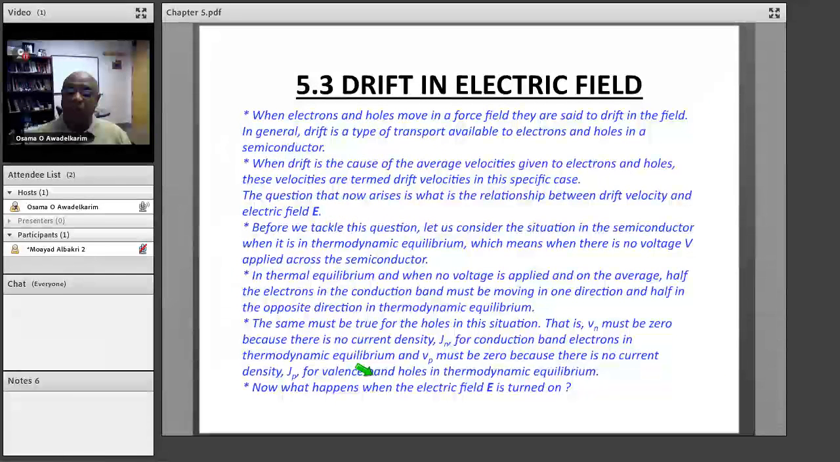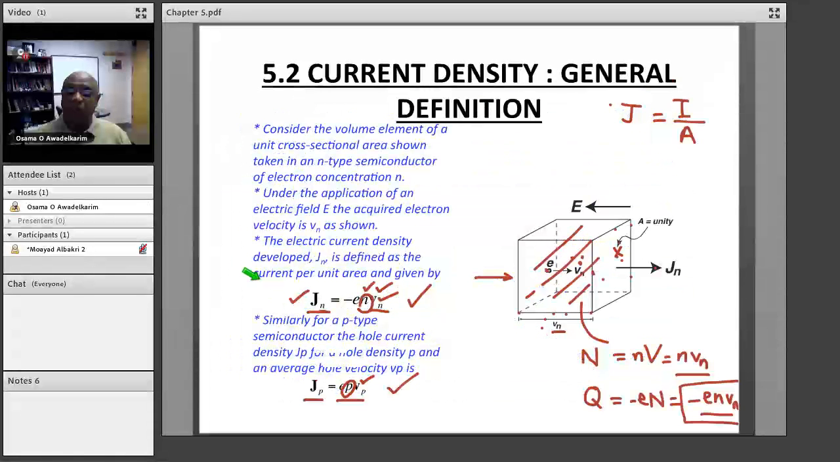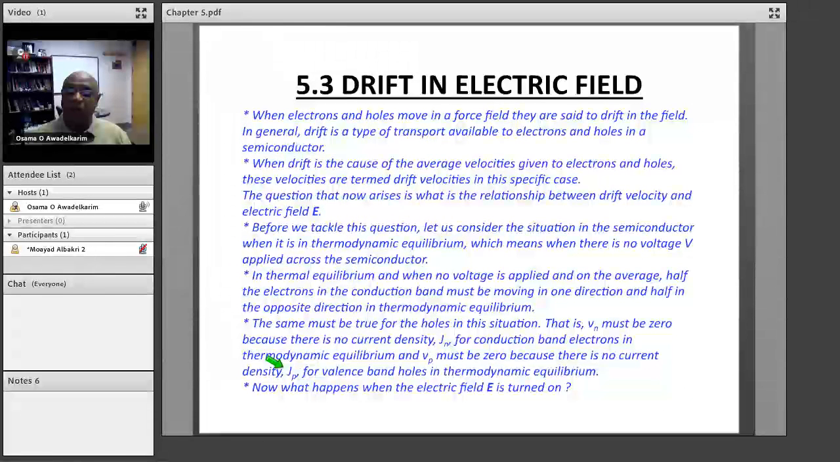So this is general. This is true for any flow, be it drift or diffusion. If we know the density n and the average velocity, then we know the current. Now we focus on mechanisms. So let us talk about the first mechanism, which is the drift.